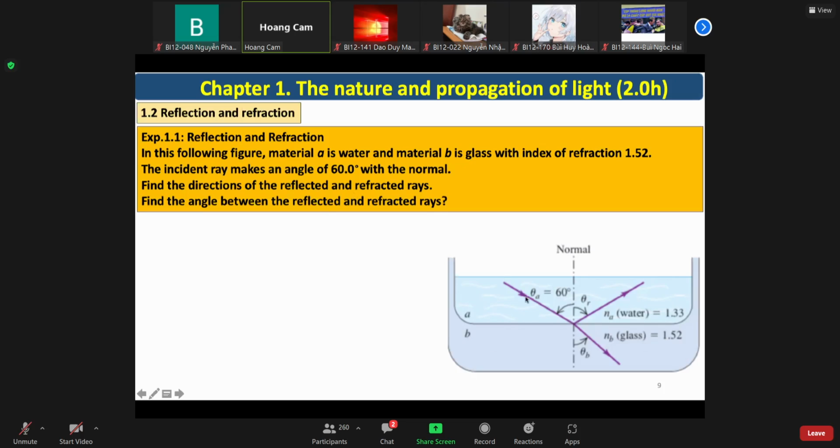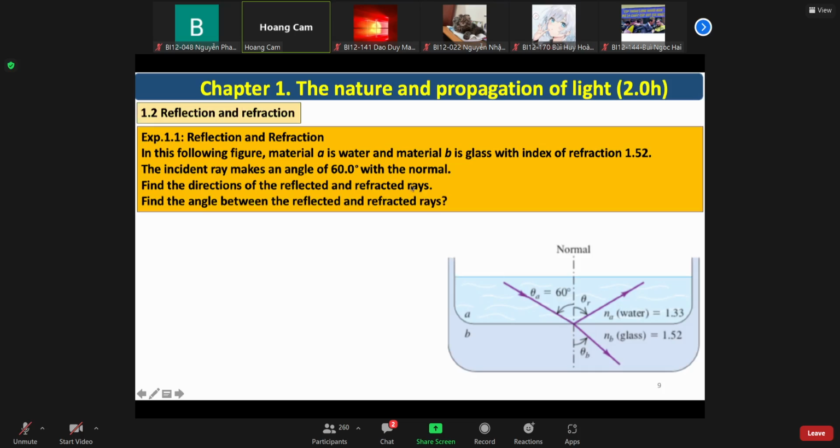The incident ray makes an angle of 60 degrees with the normal. Here is the normal. Find the directions of the reflected and the refracted rays. When we talk about the directions, that means we find the angle, because the angle here is created from the normal to the reflected ray and from the normal to the refracted ray.